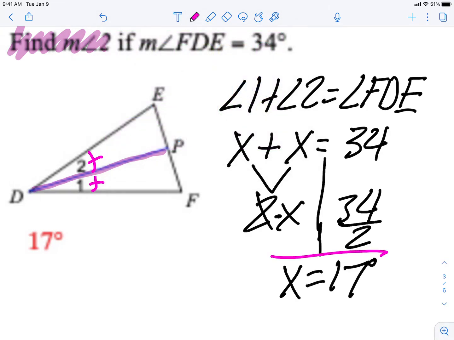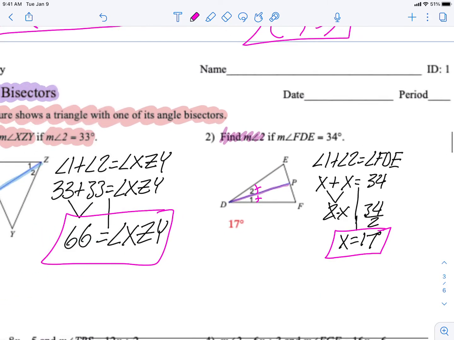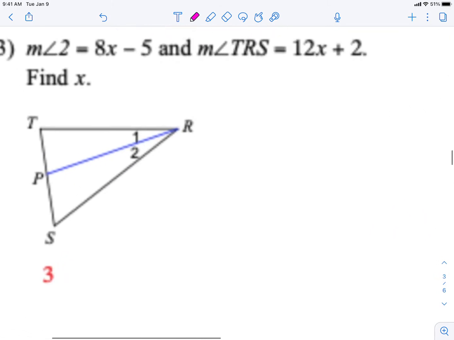And that right here, kiddos, is our solution for number 2. So small angle plus small angle is equal to big angle. That's the common thing that we're looking at so far.